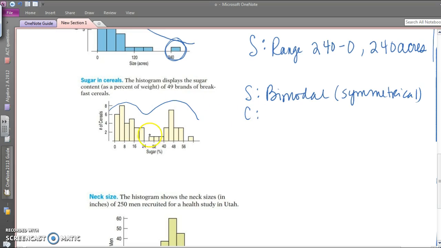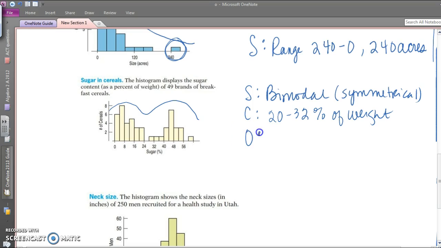Center would actually probably be right here in the middle, because these would kind of cancel out these. So the center would probably be, thinking about these, eliminating these, somewhere in here between 20 and 32 percent sugar by weight. Because we do have bimodal, these would cancel out these, so it would be somewhere here in the middle.